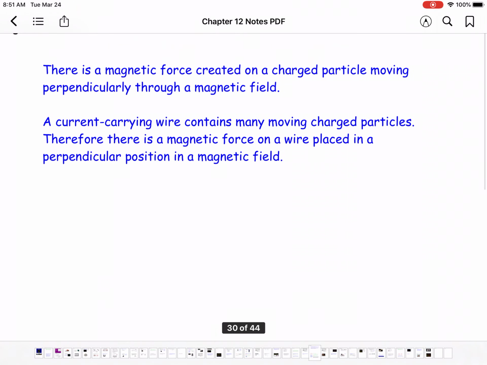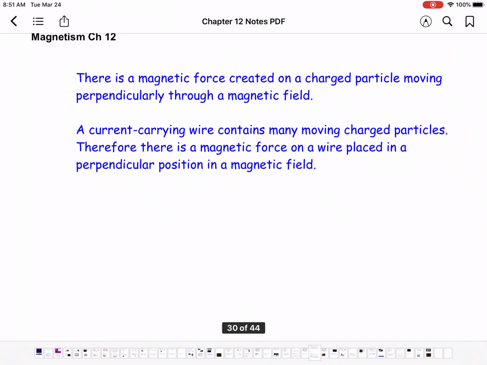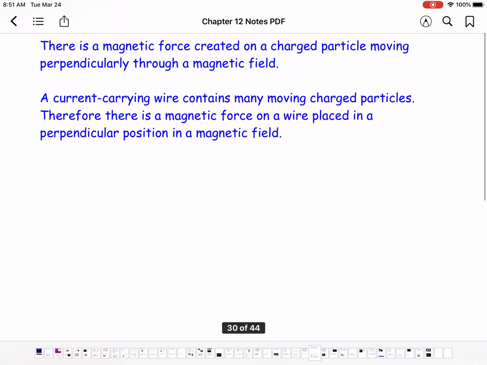Since a current is moving charged particles, if we put a current-carrying wire into a magnetic field, we're going to get a magnetic force. A current-carrying wire contains many moving charged particles. Therefore, there is a magnetic force on a wire placed in a perpendicular position in a magnetic field.